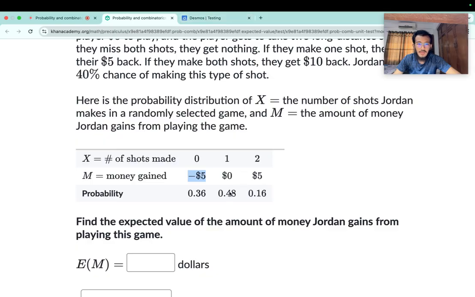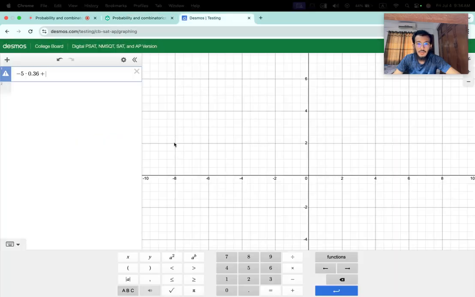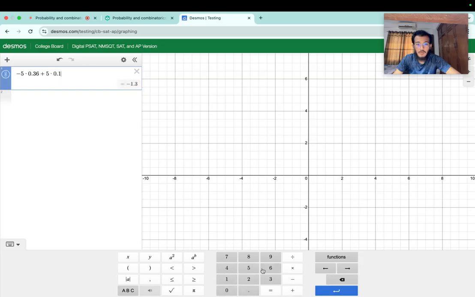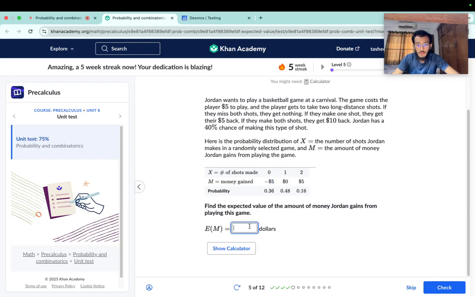And 0 times anything is 0, plus 5 into 0.16. So we have an expected value of negative $1.